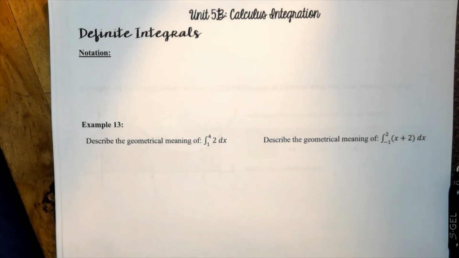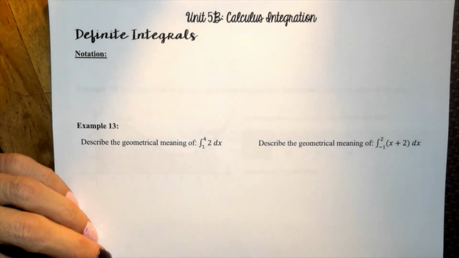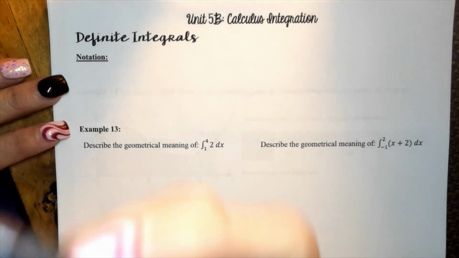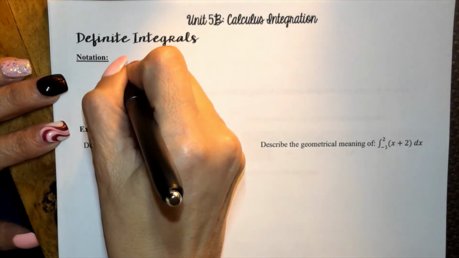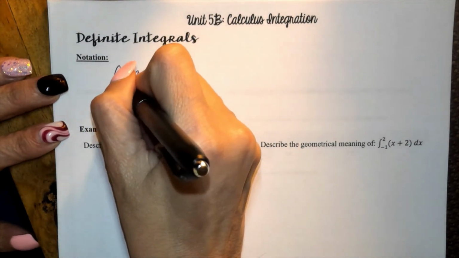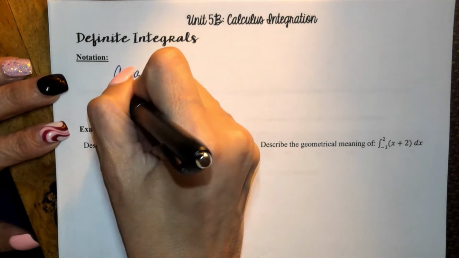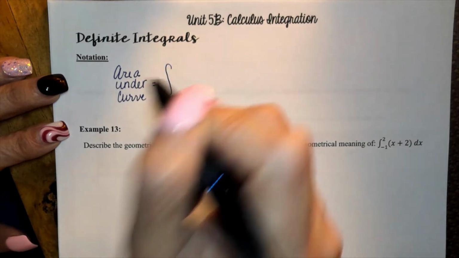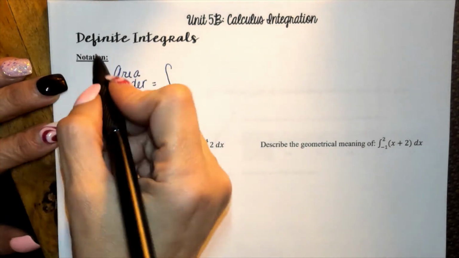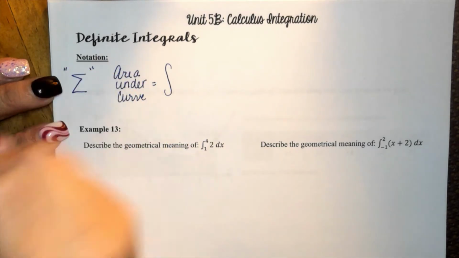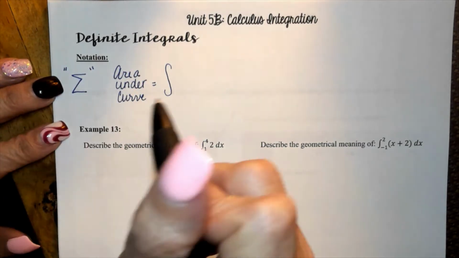Okay, definite integrals. So that's what we're working on before when we were learning about how to find the area under the curve. I'm going to give you some notation now. When you want to find the area under the curve, it's going to be written as an elongated S. Think about taking the sum, you know that as the sum, and we're going to use it here.